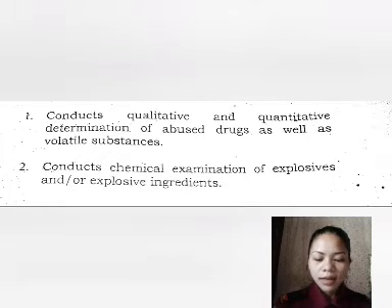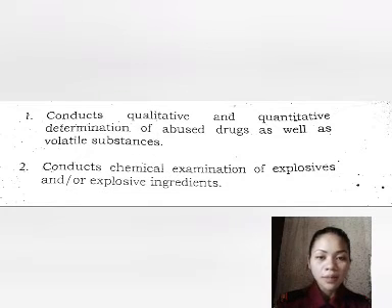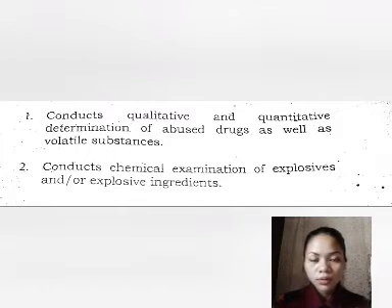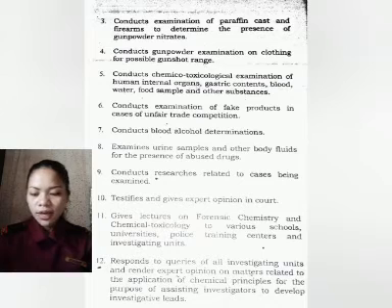And second is to conduct chemical examination of explosives and or explosive ingredients. It means these are examinations of substances that can be made to explode, just like bombs or shells. So it needs chemical examination of explosives, those things that explode. Just like I said, examples are a bomb or shell. Okay, let's proceed to number 3.